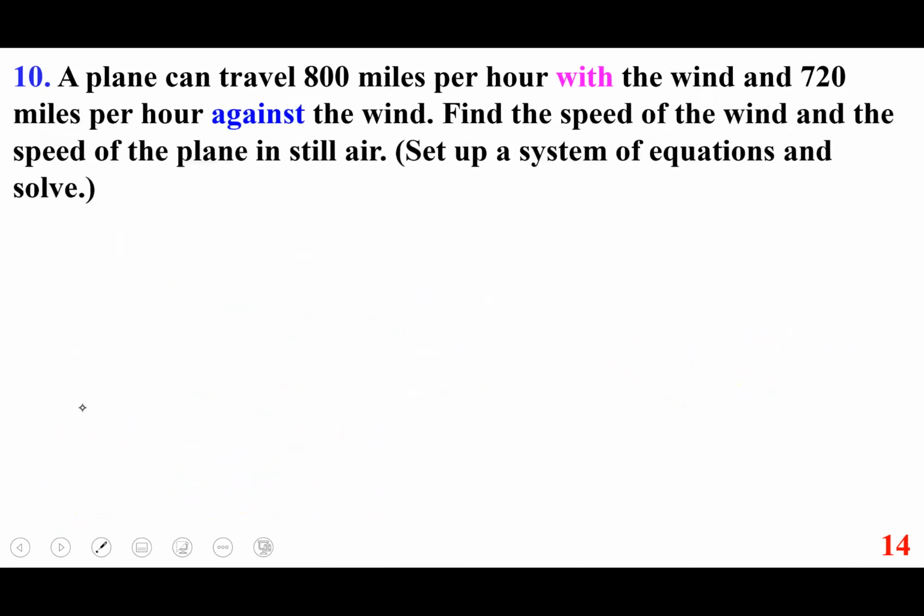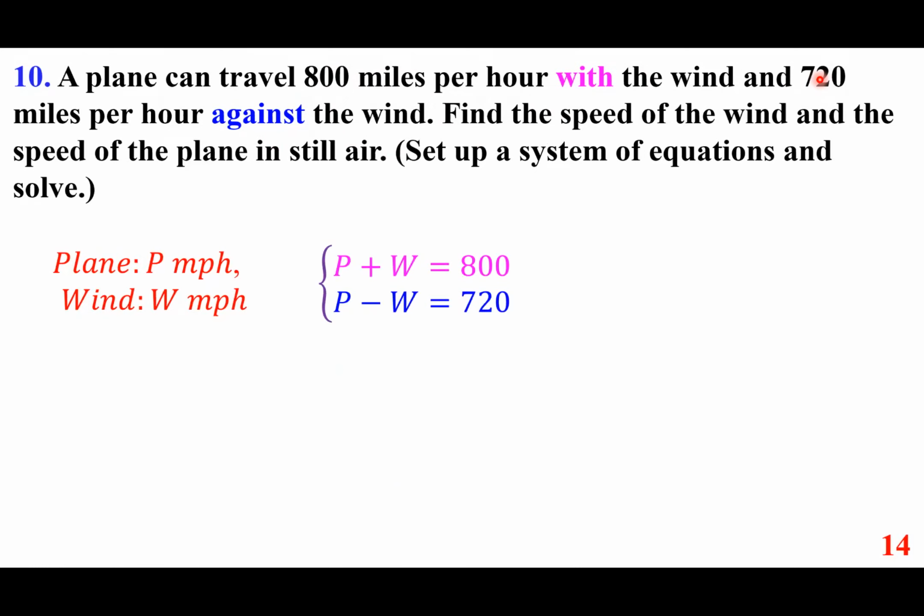Okay. A plane can travel 800 miles per hour with the wind and 720 miles per hour against the wind. Find the speed of the wind and the speed of the plane in still air. You want to set up an equation. There's really not much you have to do here. Just define your variables. I'm going to go with the initials. P represents the speed of the plane, W the speed of the wind. And so in this case, in the same direction, we have P plus W is 800. Against each other, P minus W is 720.